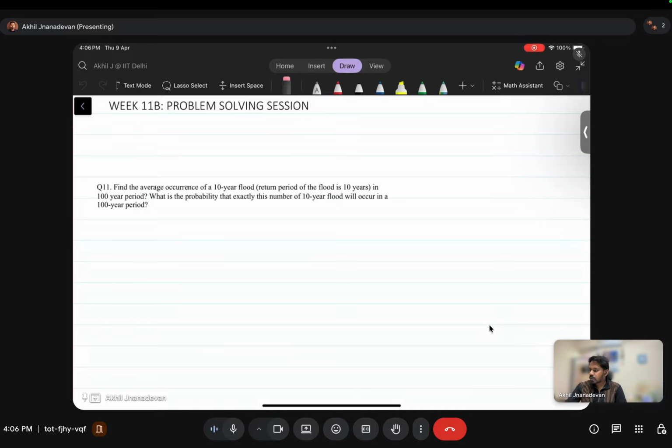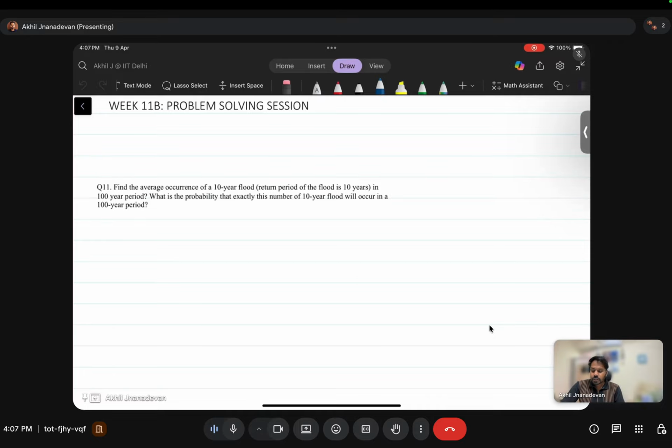We have seen problems related to PMF and PDF. PMF stands for probability mass function, which is related to the probability of a discrete random variable. And PDF stands for probability density function, which is defined for continuous random variables.